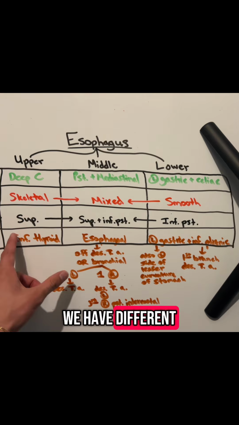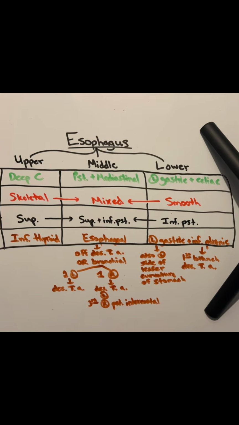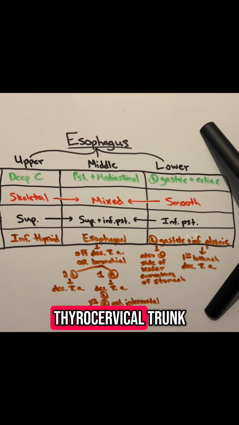Lastly, we have different blood supplies for the different portions of the esophagus. The upper portion of the esophagus gets its blood supply by the inferior thyroid artery, which is a branch off the thyroesophageal trunk, which is a branch off the subclavian artery.